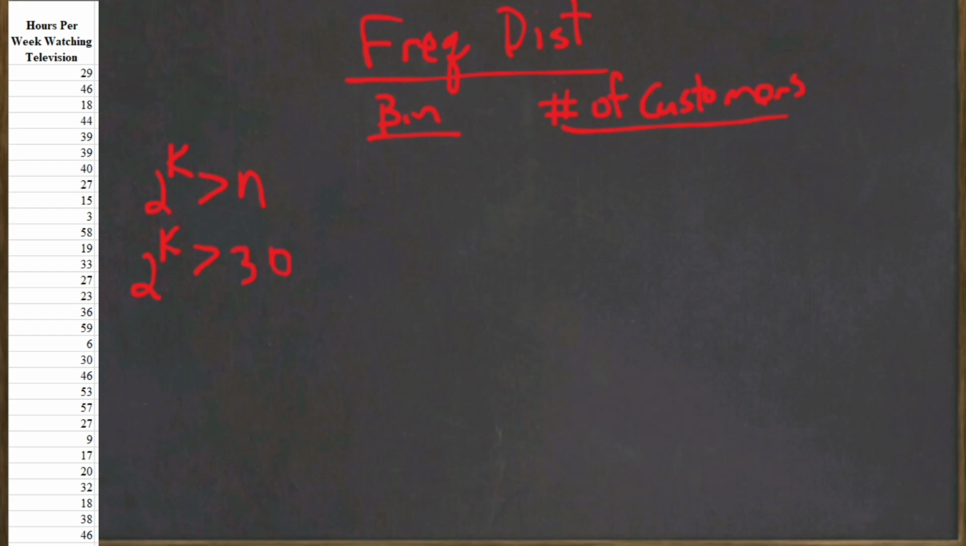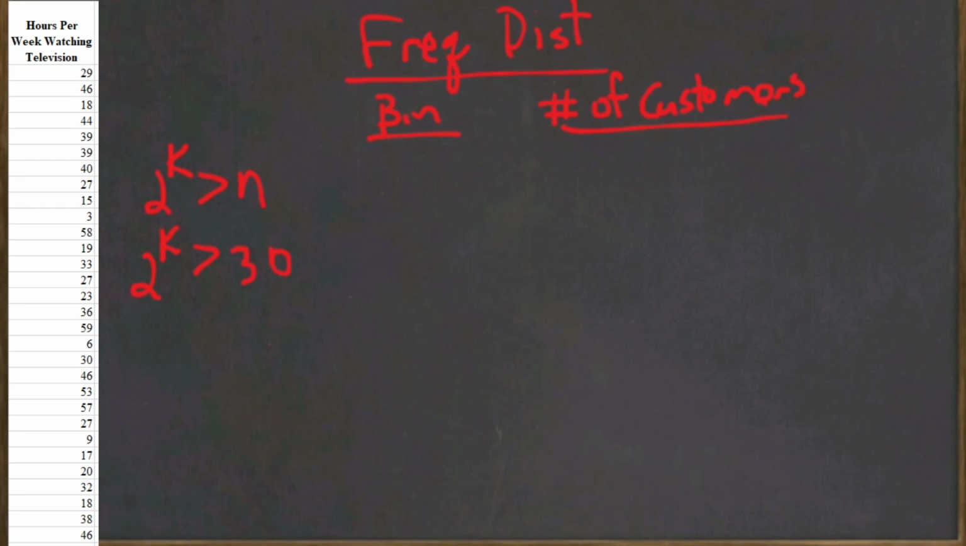So if we had very few observations, if we only had 6 observations, we would say, well, 2 squared is 4, that's not greater than 6, but 2 cubed, 2 to the power 3, is greater than 6, right? That's 8, which is greater than 6. So if we only had 6 observations, we'd start off with 3 bins. If we had something like 220 observations, we would have to go with 8 bins. So the number of bins is dependent on how many observations we have.